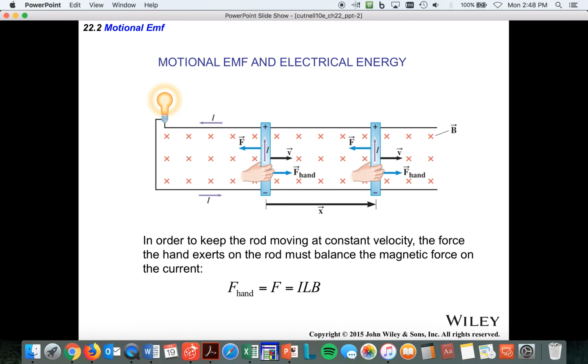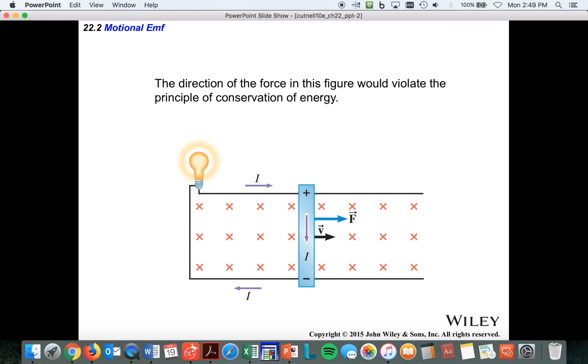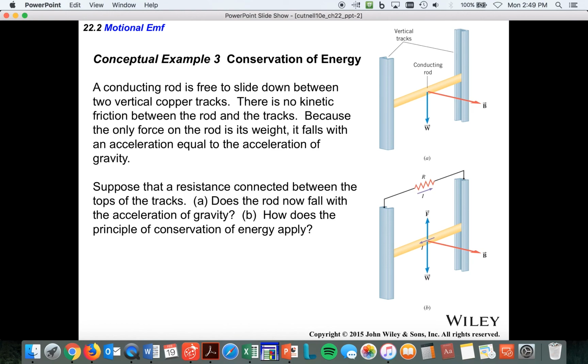You don't get something for nothing. If it didn't work that way, we wouldn't have conservation of energy. Because if the force went this way along with the hand, all we'd have to do is get this thing started and we'd have a perpetual motion machine. Can't do that. Thermodynamics says no. It's funny how nature made this work. The direction of the force would violate the principle of conservation of energy. Okay. We might talk about this one in class. I'm going to stop here and come back to this one.